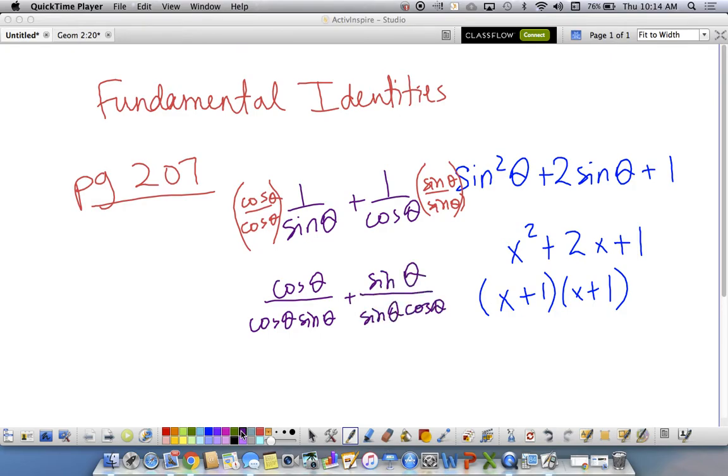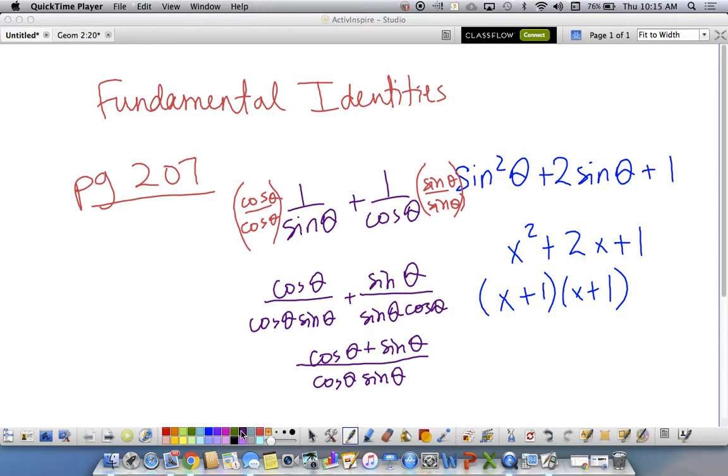Does it matter that I wrote cosine first? In all seriousness, does it really matter? No. But when they have common denominators, what can you do with the numerator? Add them together. Cosine theta plus sine theta all over cosine theta sine theta. So getting common denominators and adding fractions together, that's a good thing.